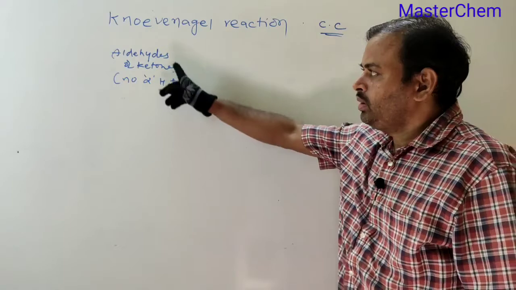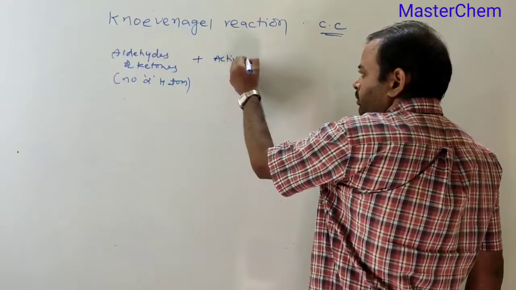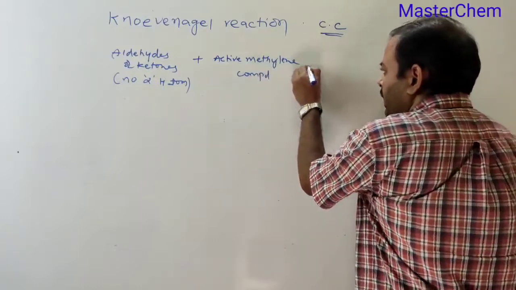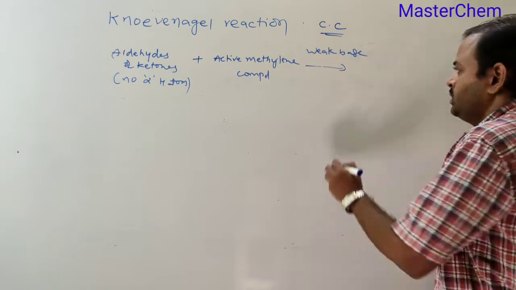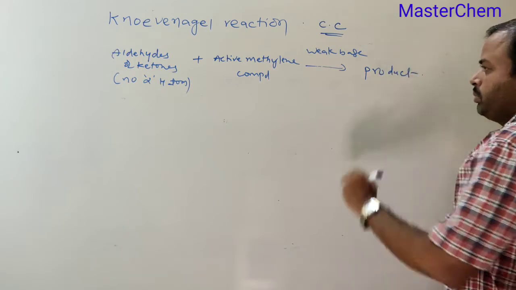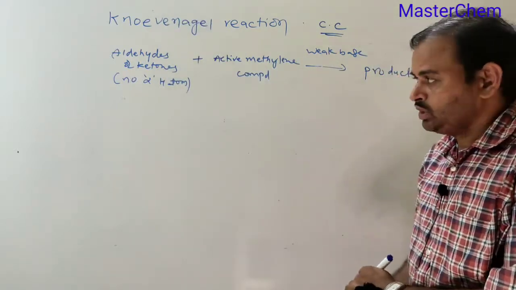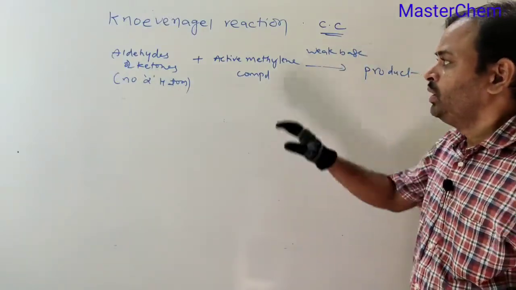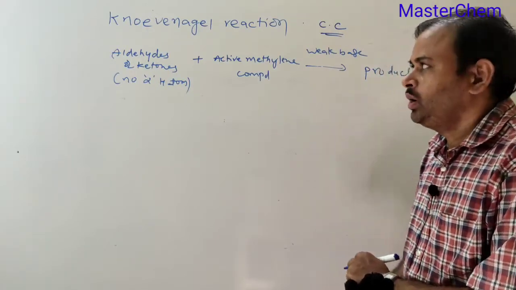No alpha hydrogen atom. Aldehydes or ketones with an active methylene compound in presence of a weak base give the corresponding product. So this reaction is known as the Knoevenagel reaction: condensation of aldehydes or ketones with no alpha hydrogen atom with an active methylene compound in presence of a weak base is called the Knoevenagel reaction.